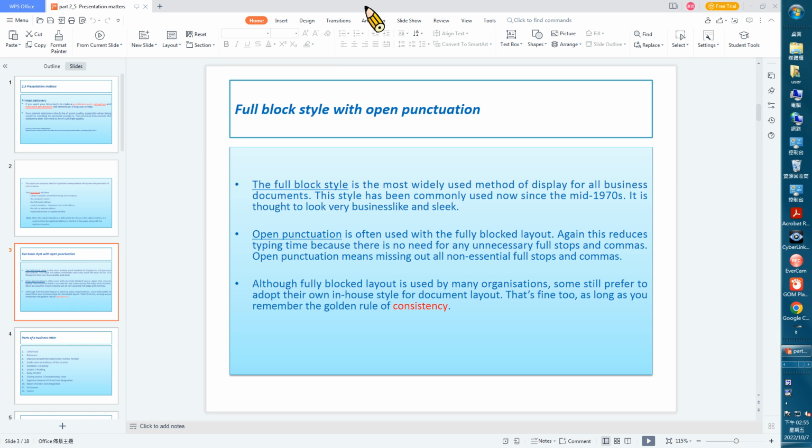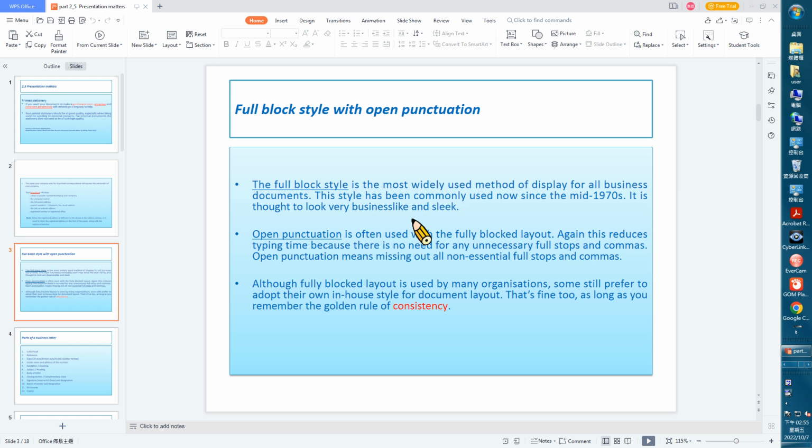Full block style with open punctuation. The full block style is the most widely used method of display for all business documents. This style has been commonly used since the mid-1970s. It is thought to look very businesslike and sleek.